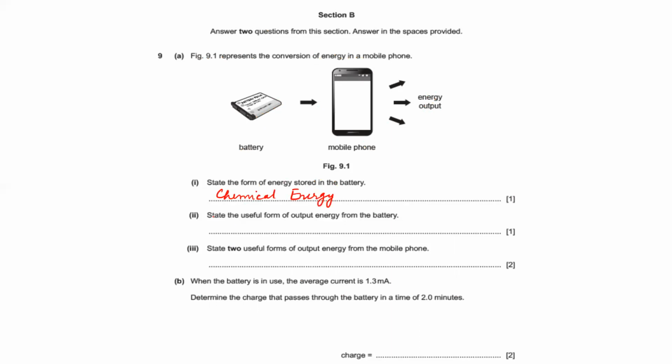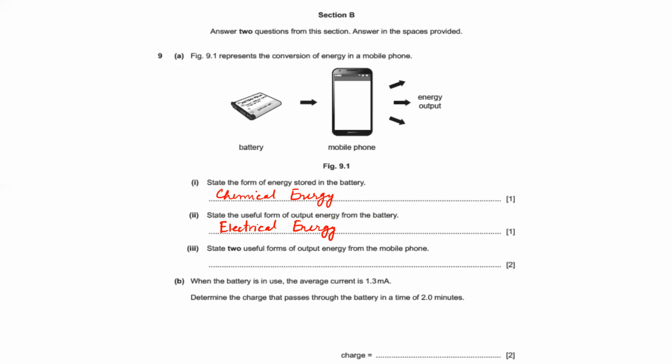Chemical energy. Part 2 says: state the useful form of output energy from the battery. What is the useful form? One of the useful forms is electrical energy, and basically this battery powers the circuit with electrical energy.